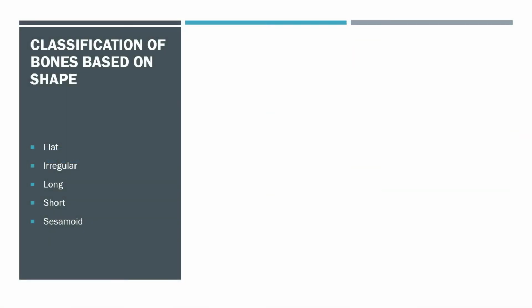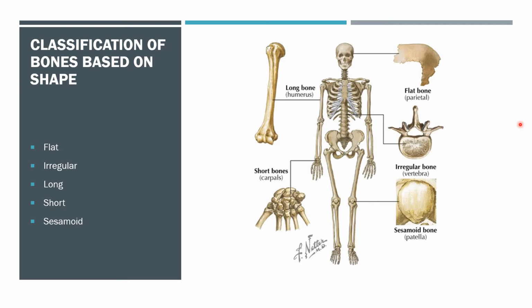Now we're going to start talking about bones based on their shape. So we're going to talk about the classification of bones based on their shape. So let's start with the flat bone. So the flat bones like this are the bones that are found in your skull, such as the parietal bone, but also the frontal bone, the occipital bone, to name a few examples.